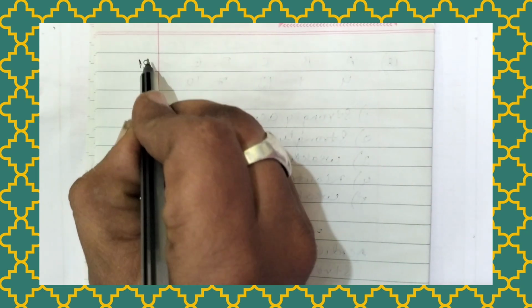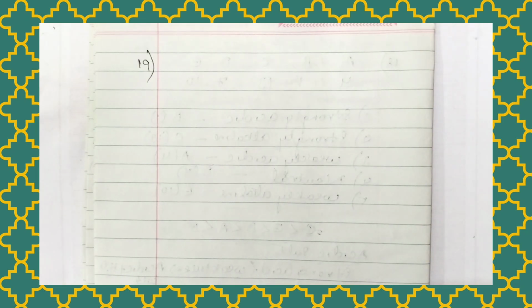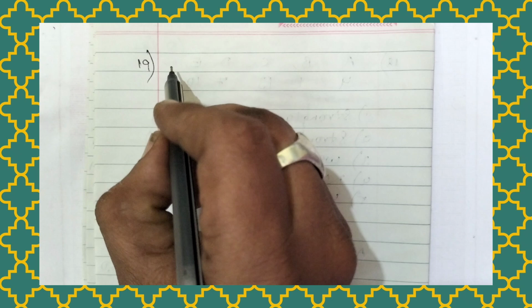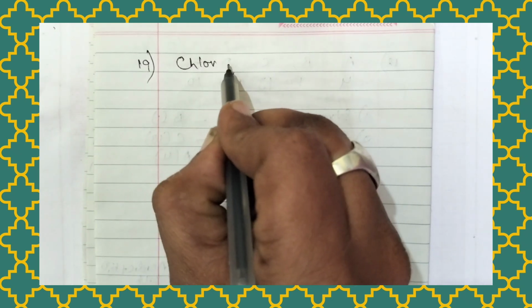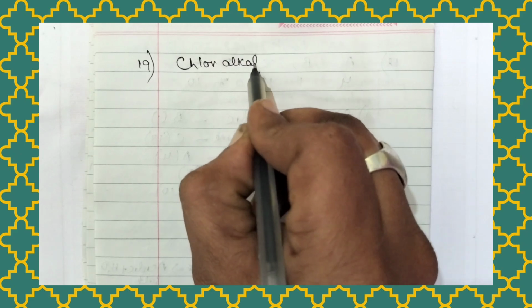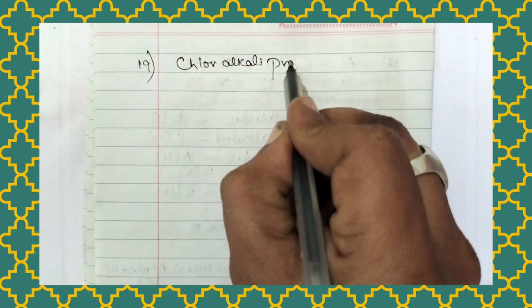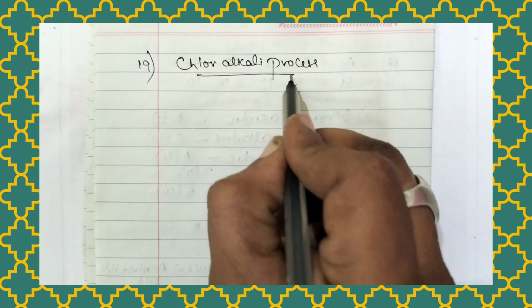So question number 19: name and state in brief the process which is used to prepare sodium hydroxide from sodium chloride. This process is called the chlor-alkali process.